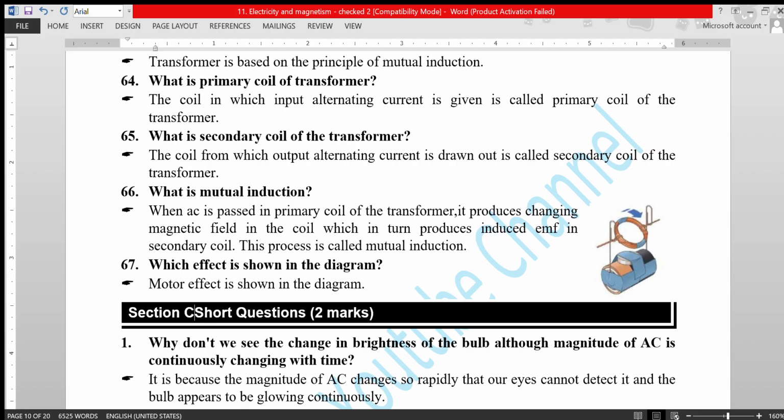Section C. Short questions carrying 2 marks.